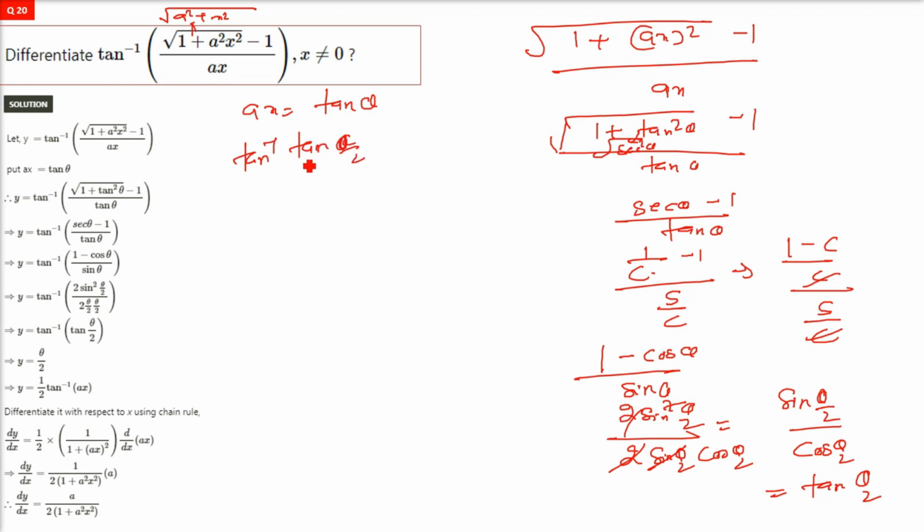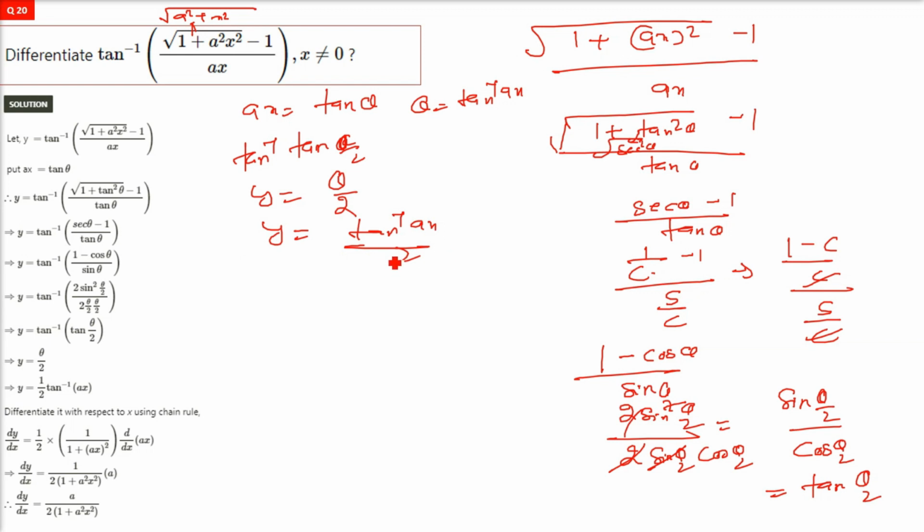Now you can just cancel it. Why? Because there is no boundary given. You can find out the direct answer: theta by 2. What was theta? Remember, tan theta is ax. So theta will be tan inverse ax. Just write it here, 1 by 2 will be there. Theta will be tan inverse ax, by 2.